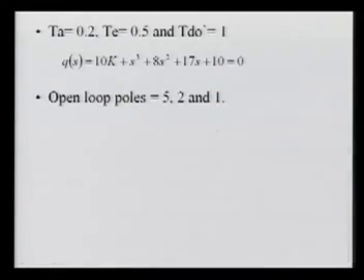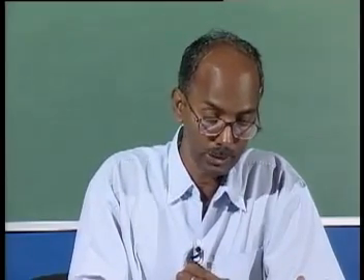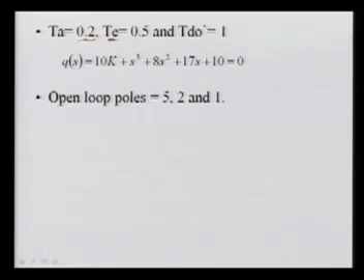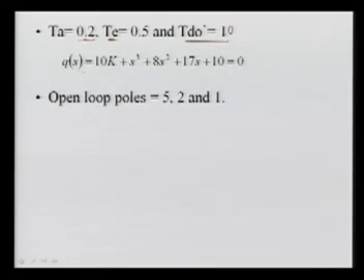To see that, let us look at one example. We take TA, the time constant of the static amplifier, which is very fast, as 0.2, the exciter time constant as 0.5, and TDO prime as unity. If we put these values into our characteristic equation, we can write it in this form, and you can see it is of order 3, which means we will get 3 roots of this equation.